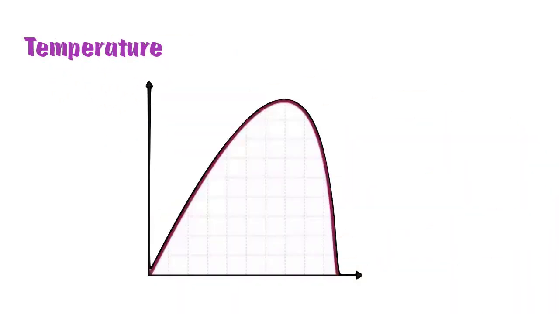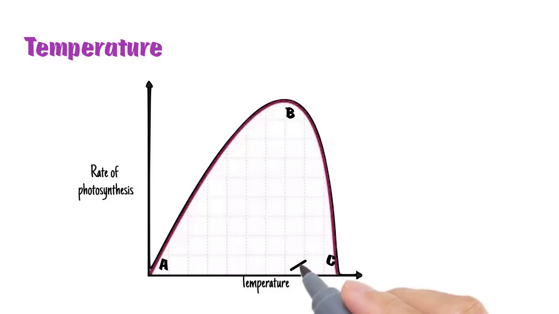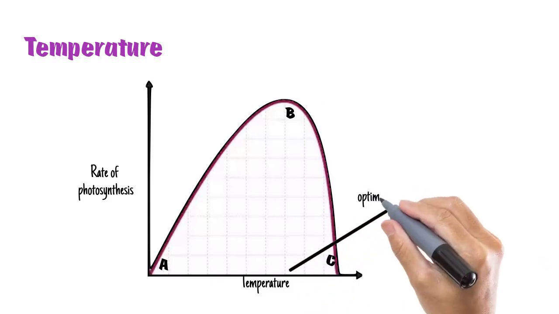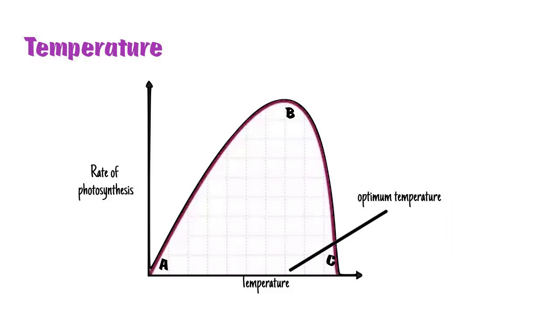The third and final limiting factor for photosynthesis is temperature. Photosynthesis is controlled by enzymes, and just as we learned in a previous video, temperature affects how enzymes work. So invariably, temperature affects the rate of photosynthesis. As the graph illustrates, as temperature increases from point A to B, the rate of photosynthesis increases, while very high temperatures can denature enzymes, as seen between points B to point C. On the graph, the temperature at which the rate of photosynthesis is highest is called the optimum temperature.